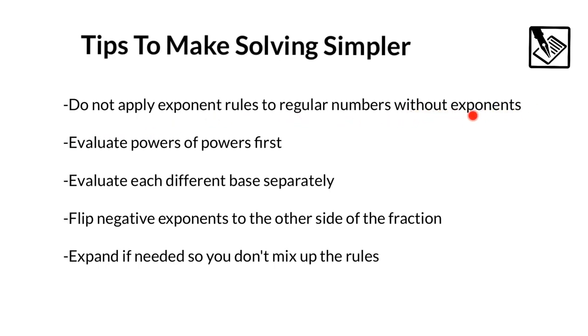First, do not apply exponent rules to regular numbers without exponents. That's why they're exponent rules. There has to be exponents to apply them. Evaluate powers of powers first. Evaluate each different base separately. Flip the negative exponents to the other side of the fraction. And then lastly, if you are getting mixed up on your rules, it's always a good idea to expand them if needed so you don't mix those up. If you can expand it, your brain can comprehend what's going on a little bit easier.